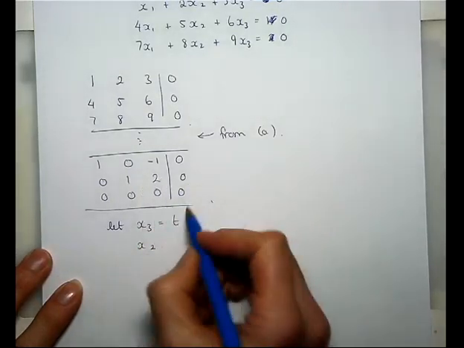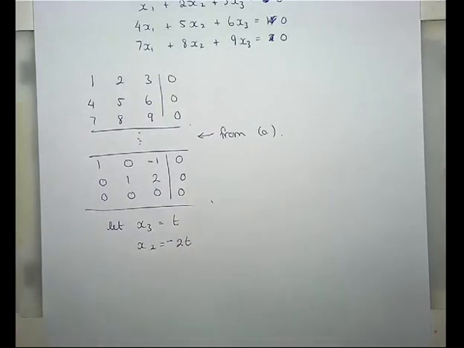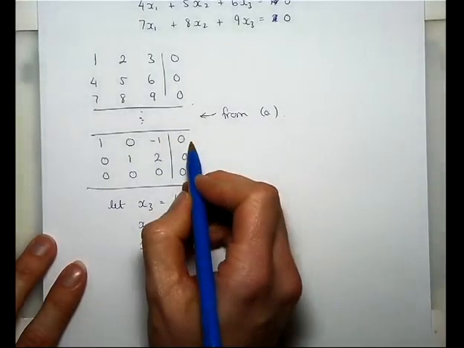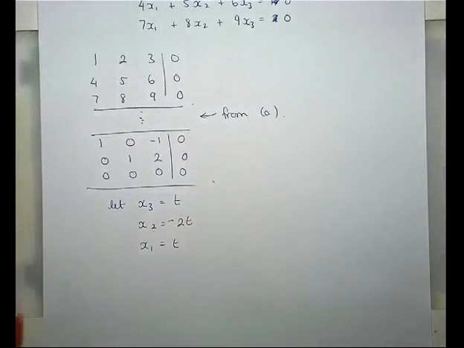x2 from this one, take that to the other side, minus 2x3, and x3 is a t. And x1, take this minus 1 to the other side, x1 is equal to x3, and x3 is equal to t.